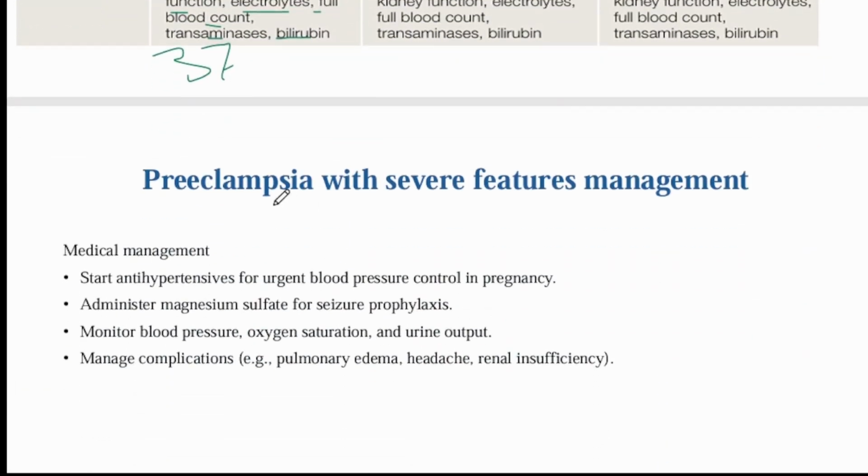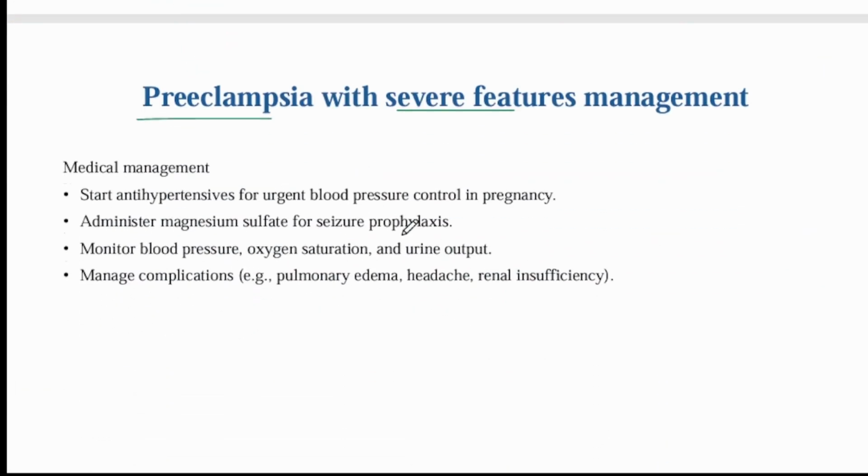Then we move to preeclampsia with severe features. What's the management? First we have to stabilize the patient, so immediately we start an IV antihypertensive. For pregnancy, there are certain antihypertensives that are recommended. They include labetalol, nifedipine, and hydralazine. These are the main ones. We start any one of these IV, and then we administer magnesium sulfate for seizure prophylaxis.